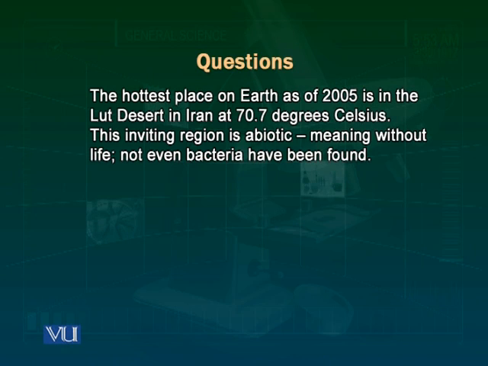The hottest place on Earth, that is the planet we live in, has been recorded as 70.7 degrees Celsius, and this is in a desert in Iran. It is a particular place which is known as abiotic. By abiotic we mean this does not have life in it, not even bacteria has been discovered in this place. It's in the Lut Desert in central Iran. The temperature there recorded in 2005 was 70.7 degrees.